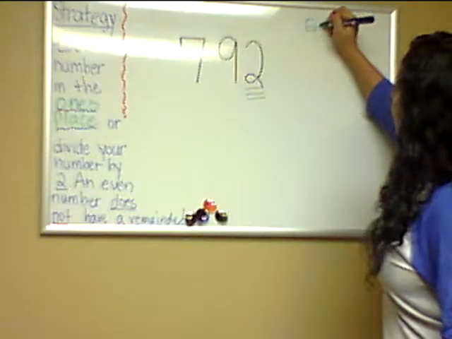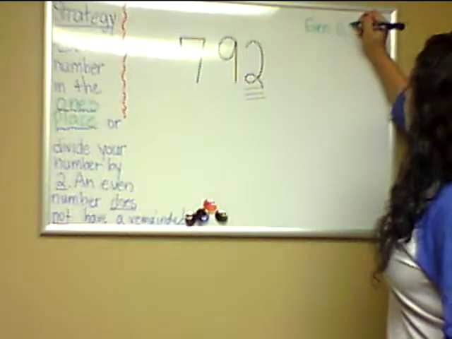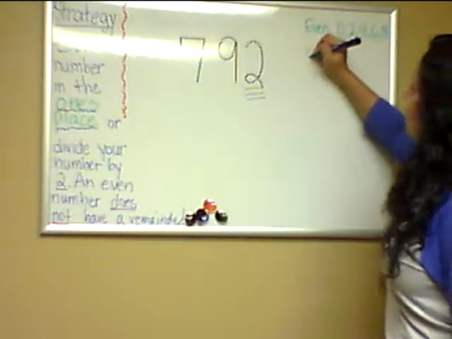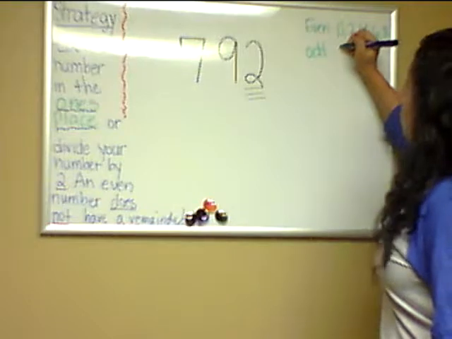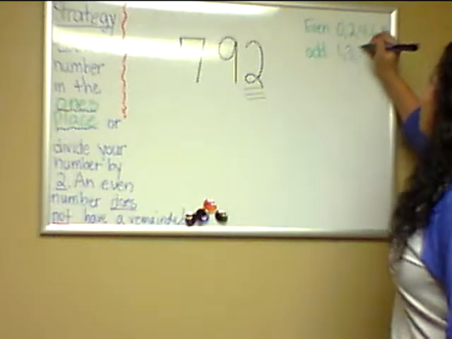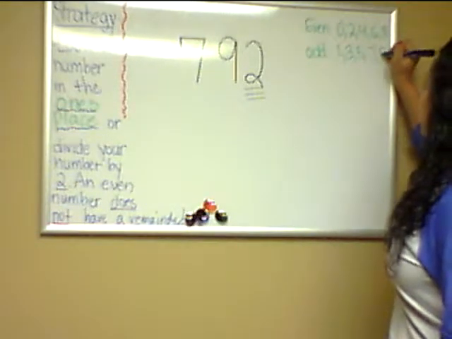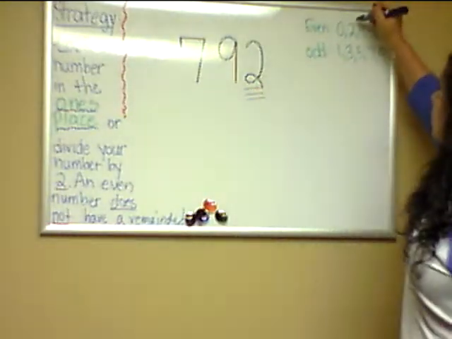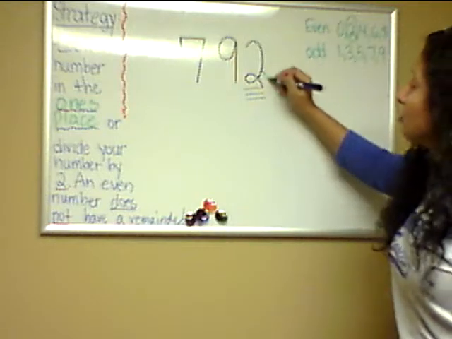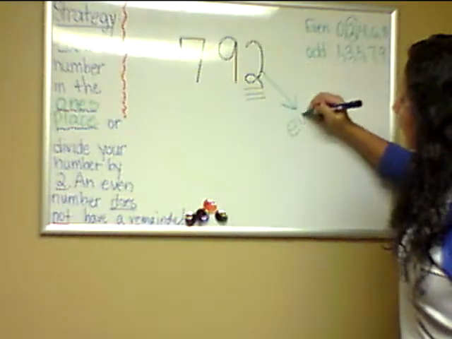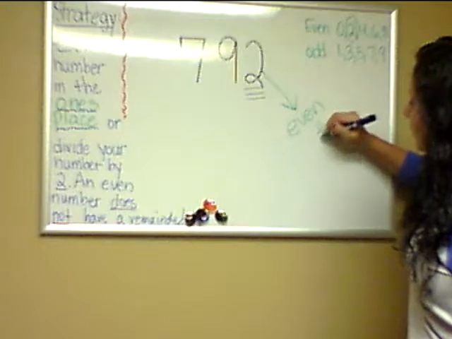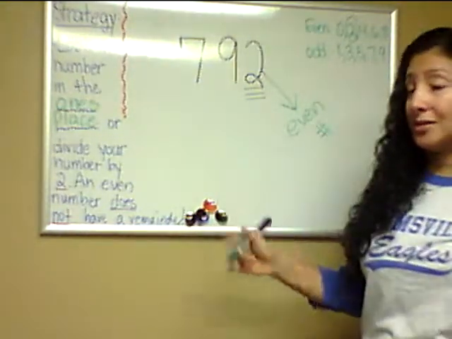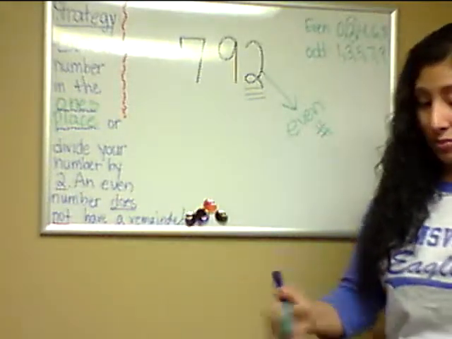We know our even numbers are 0, 2, 4, 6, and 8. We know our odd numbers are 1, 3, 5, 7, and 9. So the digit in the ones place is a 2, and you see it in the even numbers. So 792 is an even number. We use the strategy of looking at the digit in the ones place. That's all you need to do.